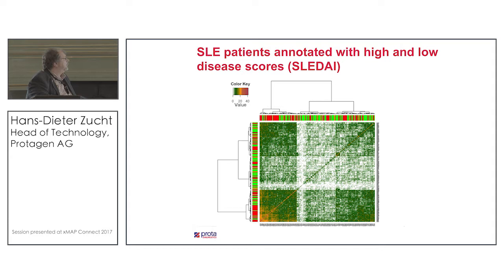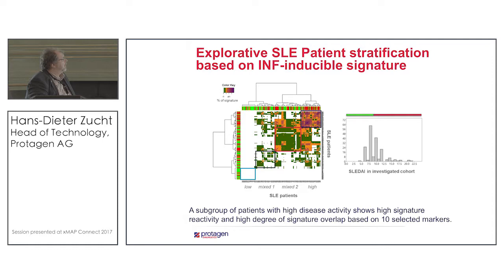I'll go over fast. We have heard already about the interferon signature. So these are 10 antigens which have been found in the interferon pathway in SLE. And there you see that a lot of patients who share these reactivities for the interferon pathways have a very high disease score.